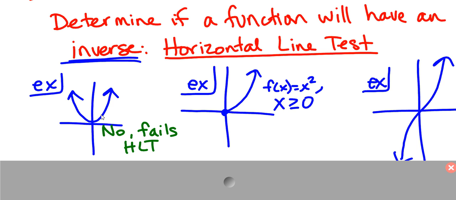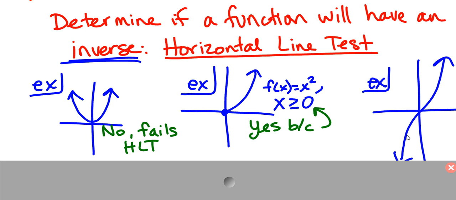Notice for the second one here, we have a function of x squared, but we restricted the domain to only being greater than or equal to 0. This is kind of like a piecewise function that we've looked at before. Now this, we're only given half of a parabola. Does this pass the horizontal line test? Well, yes, it does. And it passes because we restricted the domain.